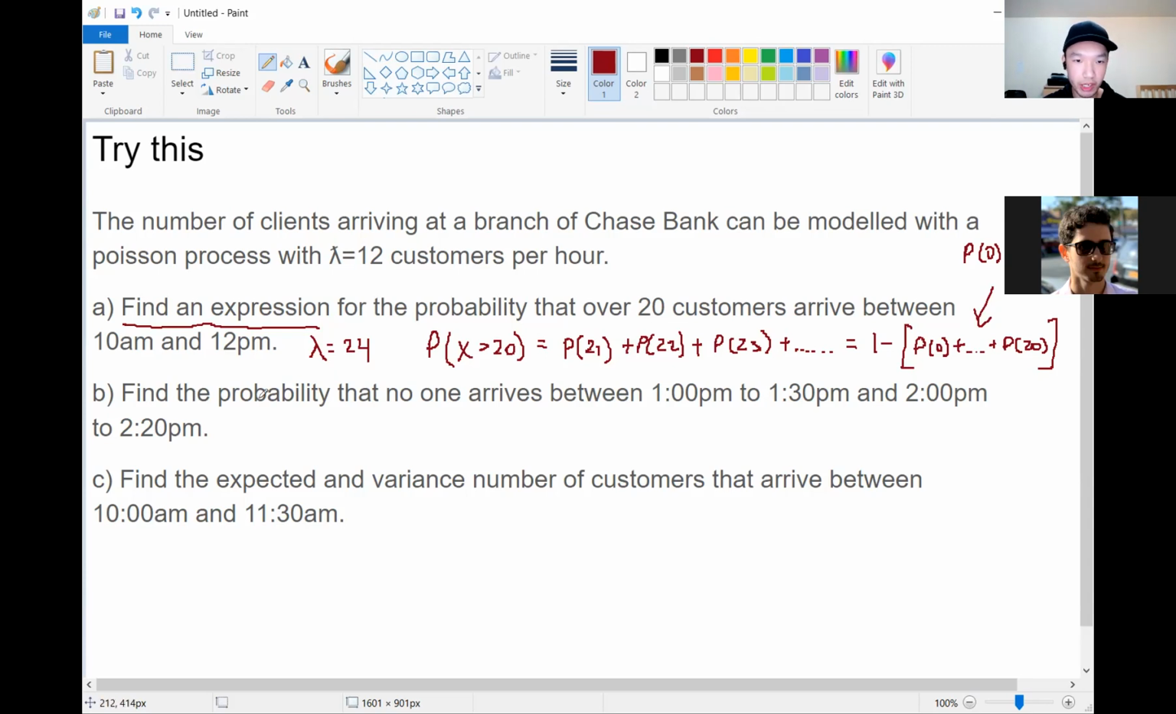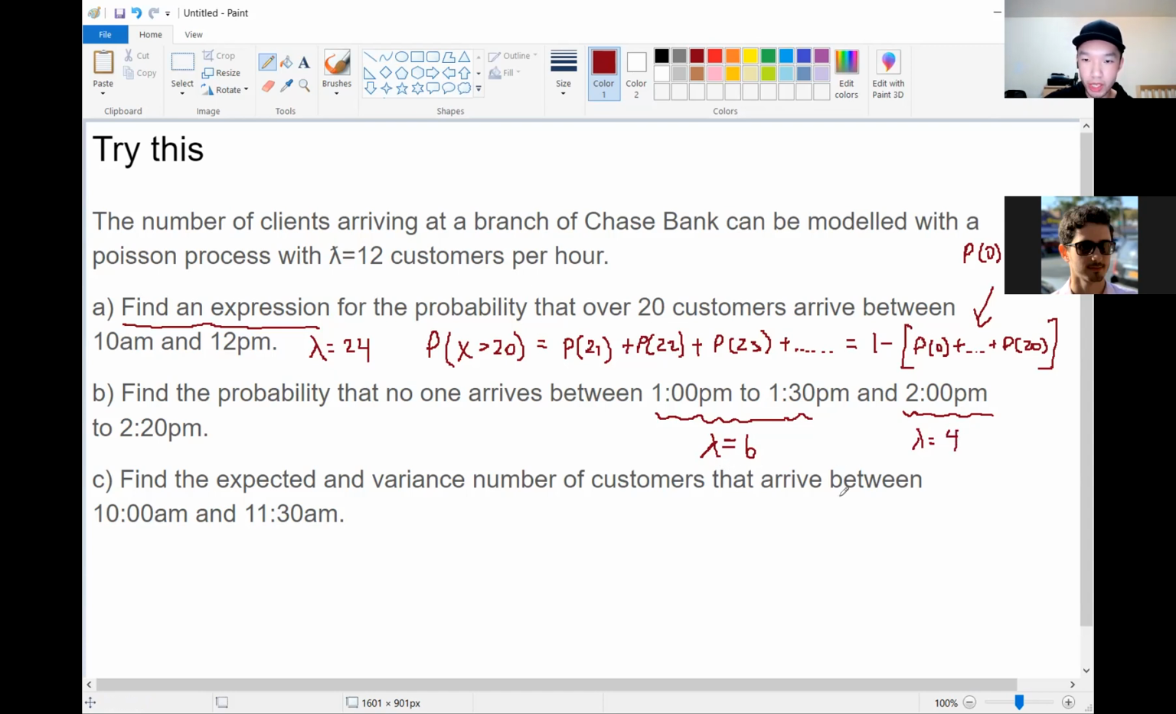Part B says, find the probability that no one arrives between 1 and 1:30 and 2 and 2:20. Okay, so these are 2 separate intervals, which means we can assume they're independent, so we can calculate them both separately. So the first interval is 30 minutes long, which means we have to scale lambda to half of its original value. So this would be 6. And then the other one, 2 to 2:20, that's 20 minutes. So that's 1/3 of the original value. So here lambda would be 4.